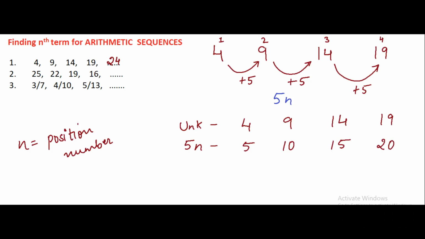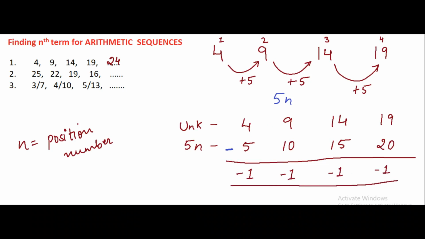And the next thing you have to do is subtract these numbers. So what do you get when you subtract? 4 minus 5 is minus 1. 9 minus 10 is minus 1. So in all the cases you get minus 1. When you get the same difference, you stop there and you write that difference, minus 1.